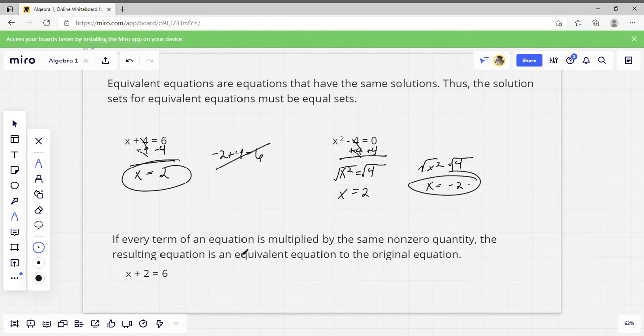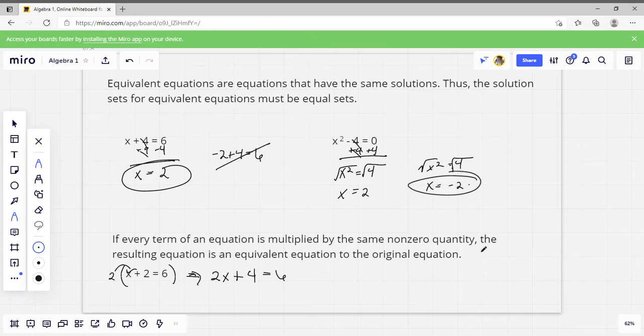Alright, if every term in the equation is multiplied by the same non-zero quantity, the resulting equation is an equivalent equation to the original. So if we multiplied this whole equation times 2, we would get 2x plus 4 equals 6. So these are equivalent equations.